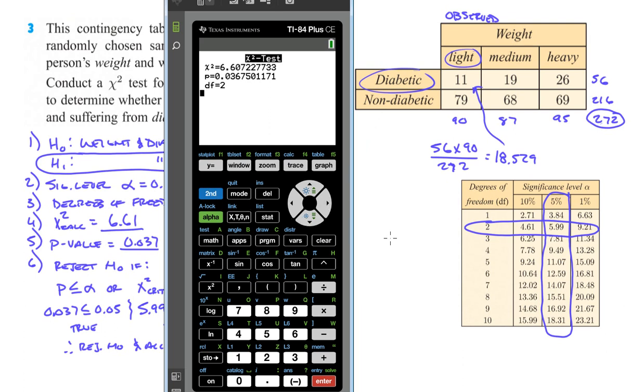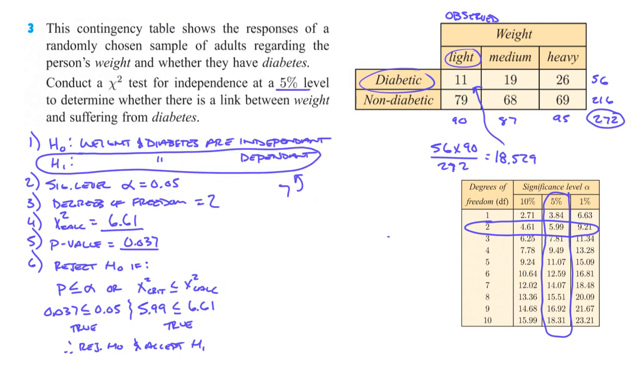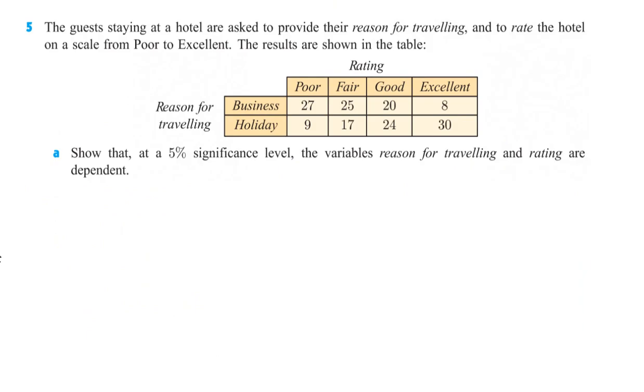Anyway, okay, moving on to the next one, which is number 5. Guests staying at a hotel are asked to provide their reason for traveling and to rate the hotel on a scale from poor to excellent. Results are shown in the table. Show that at a 5% significance level, the variables reason for traveling and rating are dependent.